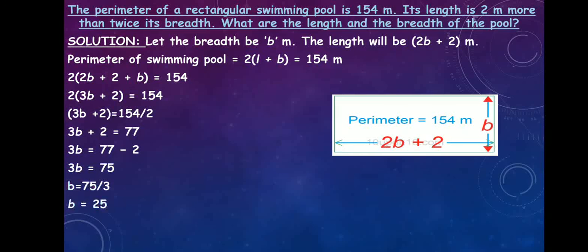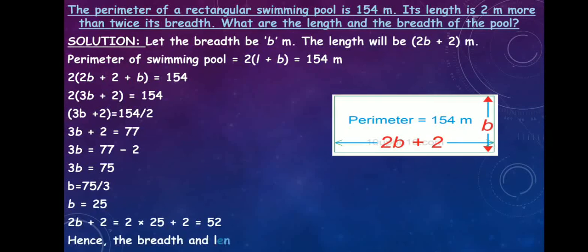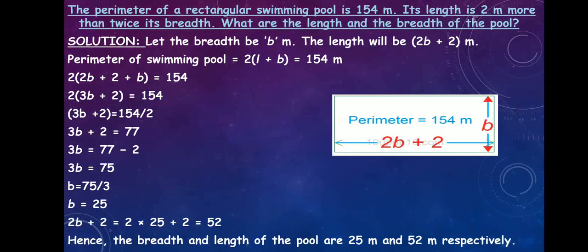Now it will be easy for us to calculate the value of the length as well. Since length is equal to 2b plus 2, I will substitute the value of b here. That means 2 into 25 plus 2, that is 50 plus 2, that is 52. Hence the breadth and the length of the pool are 25 meter and 52 meter respectively. Let's proceed to the next statement.